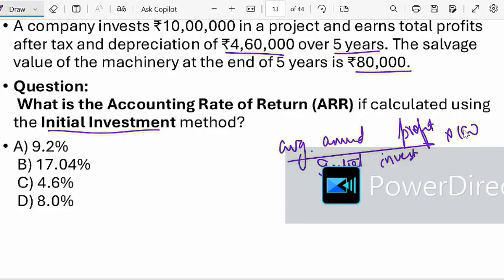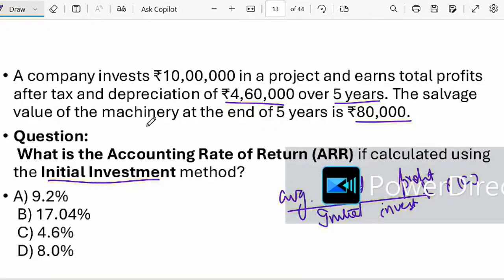Now let's calculate the average annual profit. What is the average annual profit? The total profit after tax and depreciation is given as 4,60,000 over 5 years. So this is the total PAD for 5 years. The average annual profit is nothing but 4,60,000 divided by 5, because this is our total 5 years.